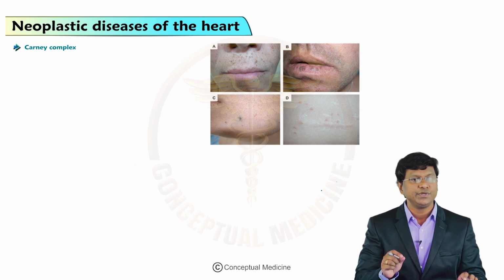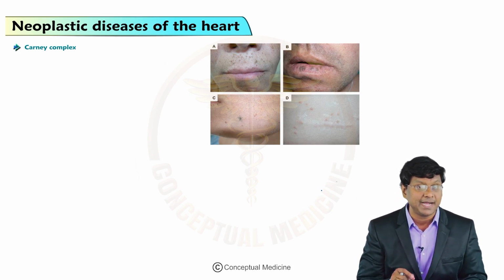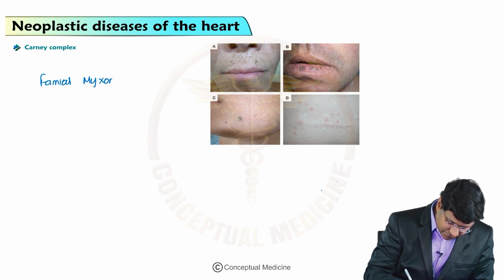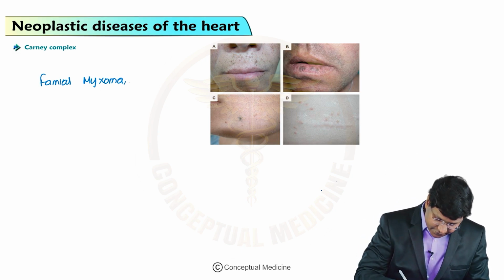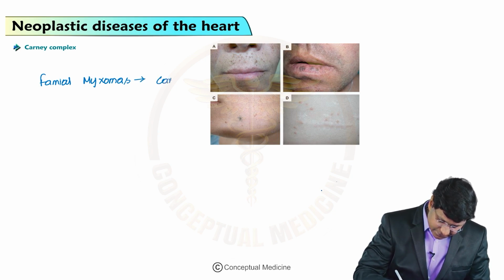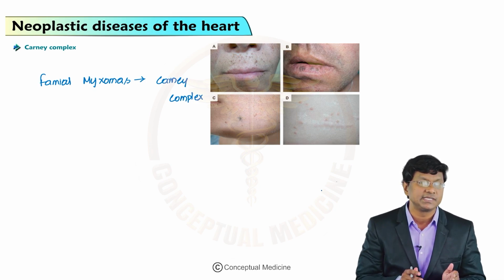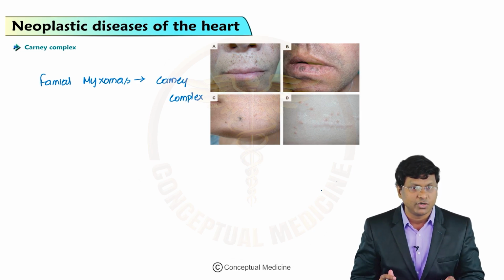Then you need to remember one very important multiple choice question, that is on the Carney complex. See, Carney complex is a part of the familial myxoma. Familial myxomas occur as a part of the Carney complex. Now, what will be the components in this Carney complex? We are using the word complex, that means there should be two or three components in this.